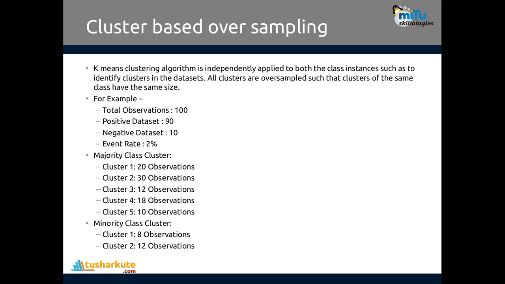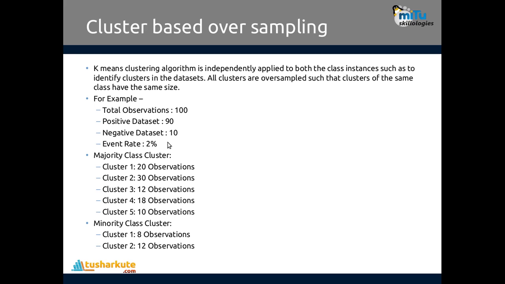Now along with SMOTE, there is one more technique that we can use called cluster based oversampling. Now the k-means clustering algorithm is independently applied to both class instances, so as to identify clusters in the dataset. All clusters are oversampled such that clusters of the same class have the same size. Remember, oversample so that clusters of the same class will have the same size. So let's go for this. Total observations 100, positive 90, negative 10, and event rate is 2%.